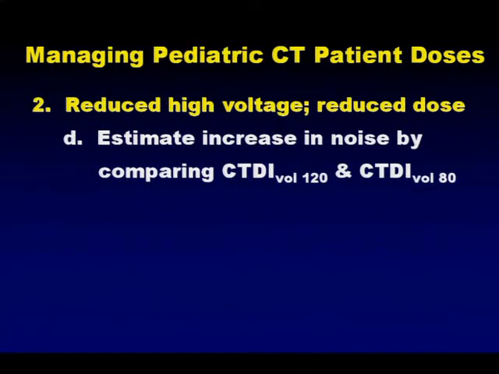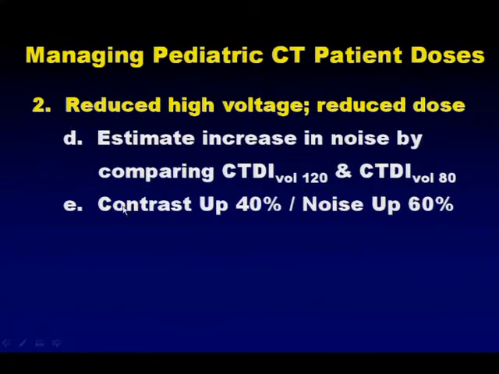Well, I've also noted, now all I've done is reduced my kVp. I've left my mAs the same, so my dose is artificially low. Okay? But I can compare my CTDIvol again at 120 versus my CTDIvol at 80 and get the ratio of the two doses. And from that ratio, I can estimate how much the noise increases in the image from the reduction in dose.